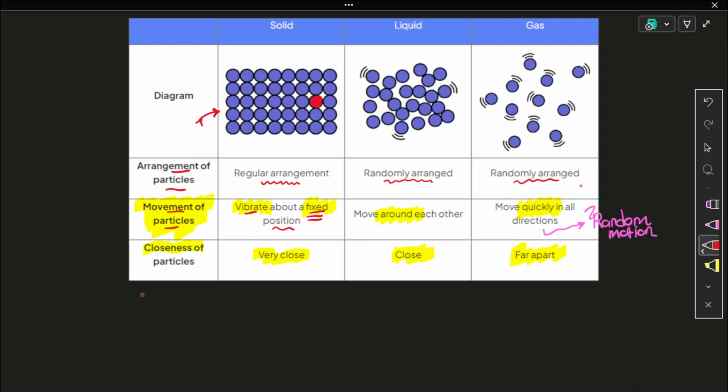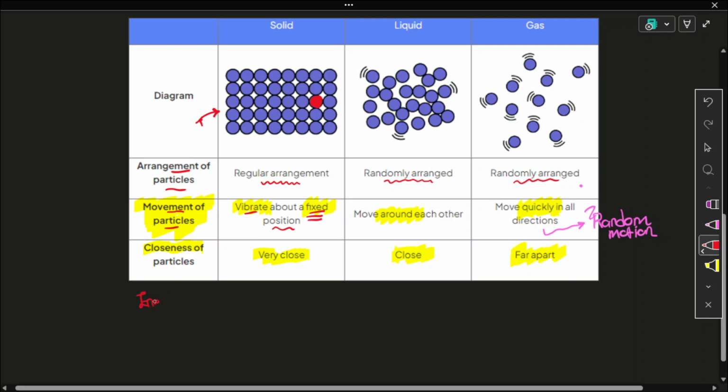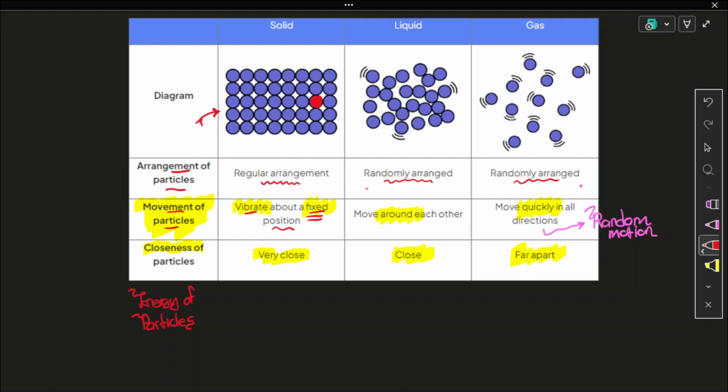And that is the energy of particles. What do I mean by the energy of particles? Simply speaking, if you were to consider one of these particles from each state, we will be talking about how much energy they have. From the human perspective, if we have a lot of energy, we can move around really well, right? That's a simple thing. If we have a lot of energy, we can move around really well.